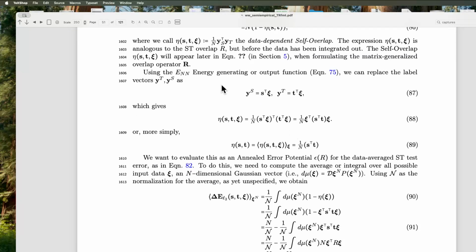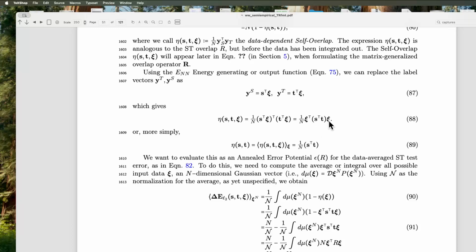So now we have the error, the energy generating output function. We can replace the labels as simply these vectors. For any mu, we can do this. And so we substitute them in. And so we write the student-teacher overlap as 1 over n times the data vector times the student, times the teacher, times another arbitrary data vector. And in fact, I don't have the subscript mu on here on 87. Maybe we need to have a mu here to make it clear.